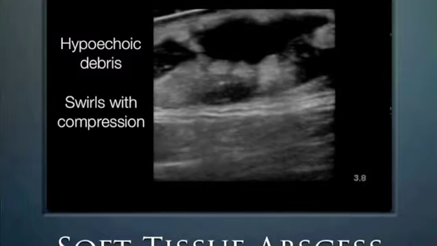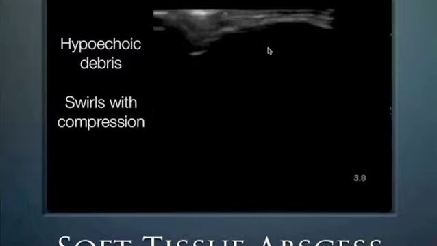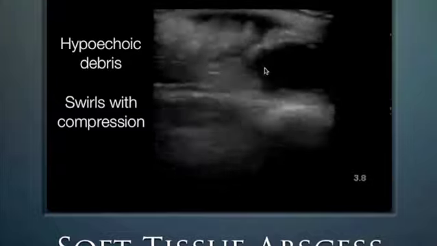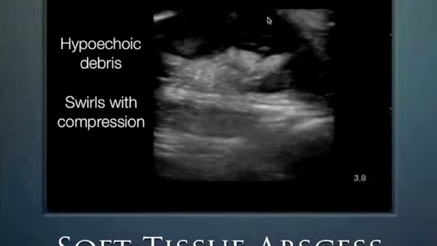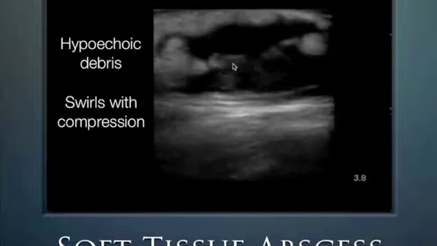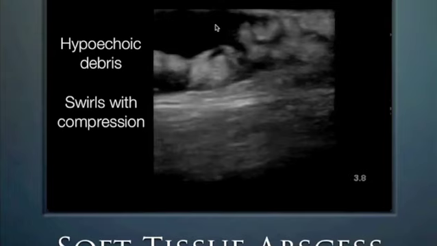This is another example here of a very superficial abscess that when we compress it, maybe there's some swirling of debris here, but all this hypoechoic area here is very consistent with abscess material.